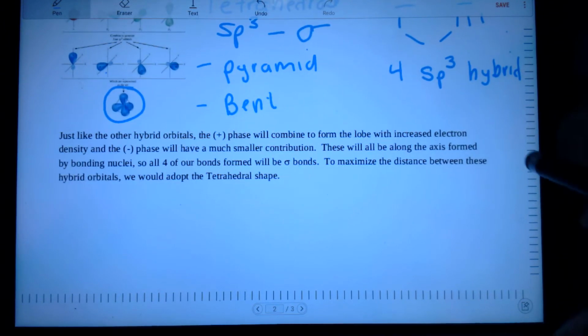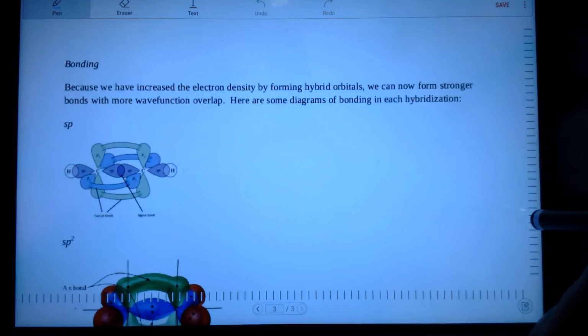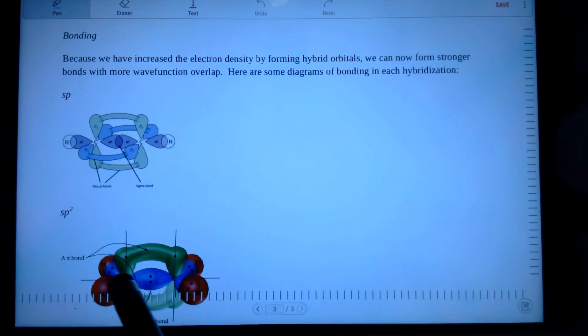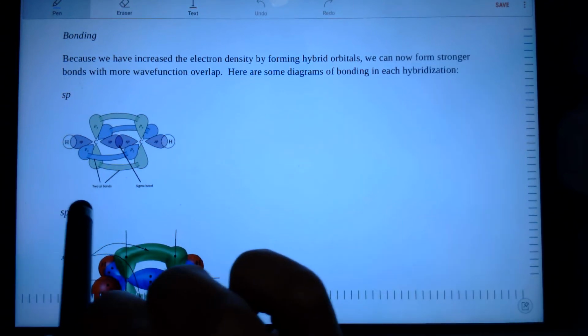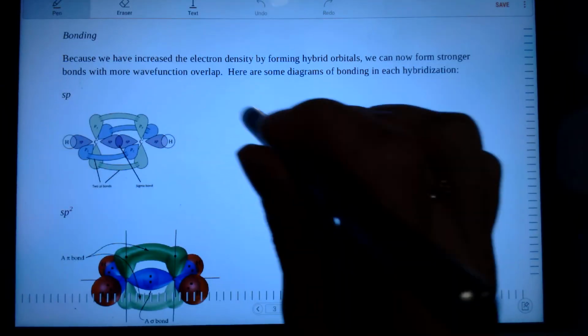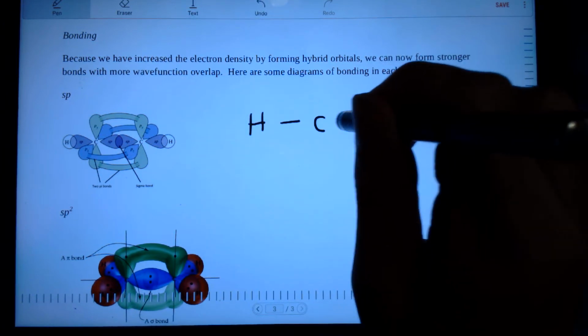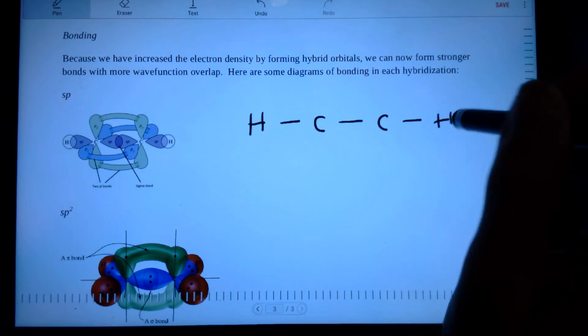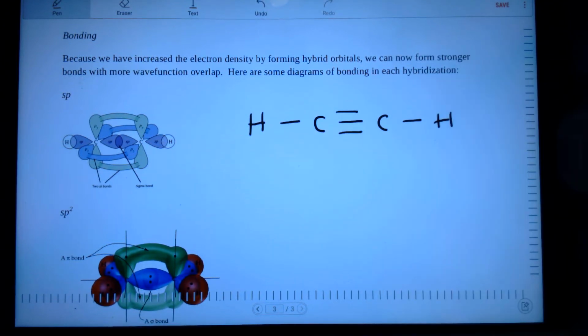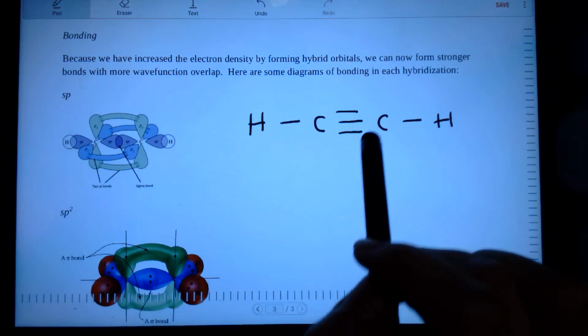Let's take a look at some examples of bonding. These are drawn better than I could ever hope to draw for you. This is looking at a triple bond. This molecule is a hydrogen, a carbon, a carbon, and a hydrogen, with a triple bond between the carbons. This is HCCH with a triple bond.